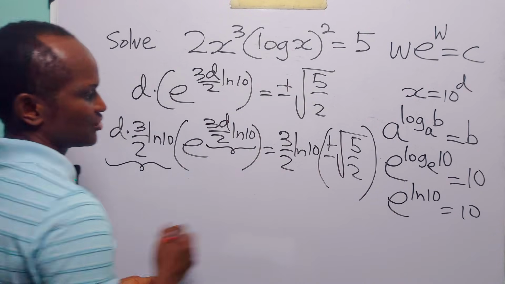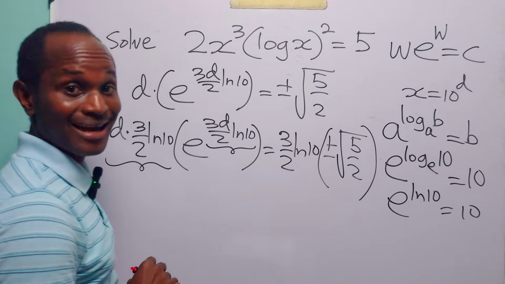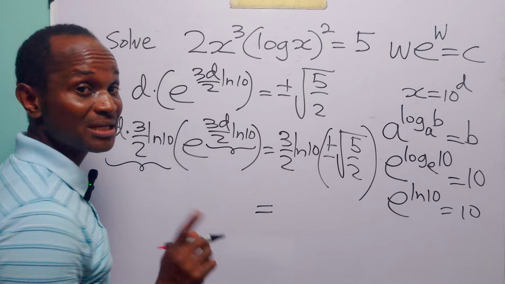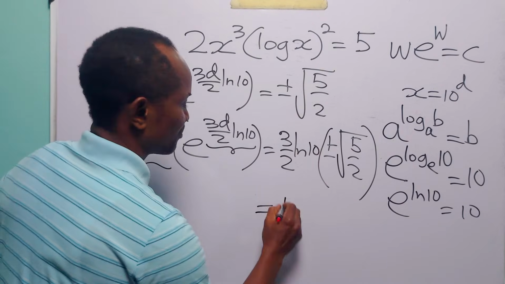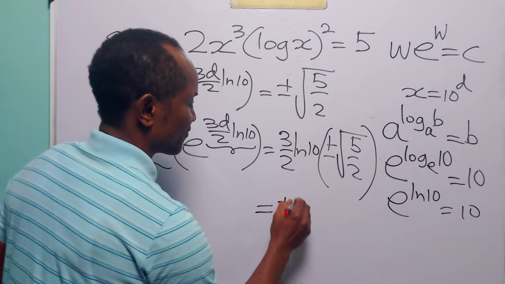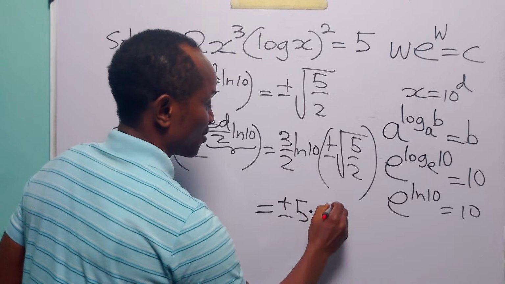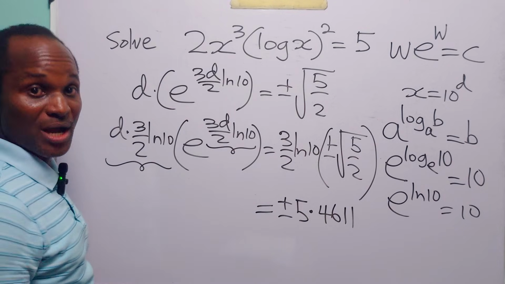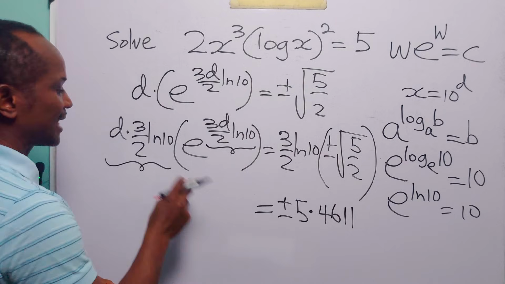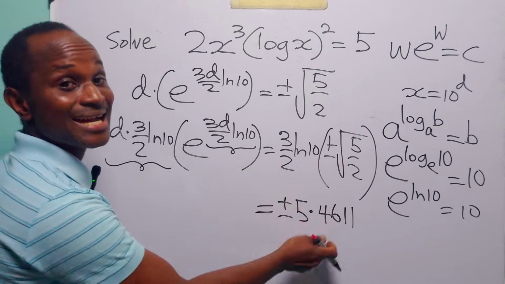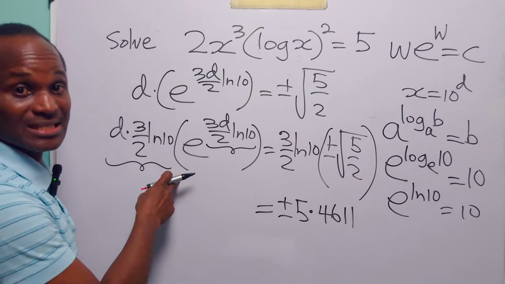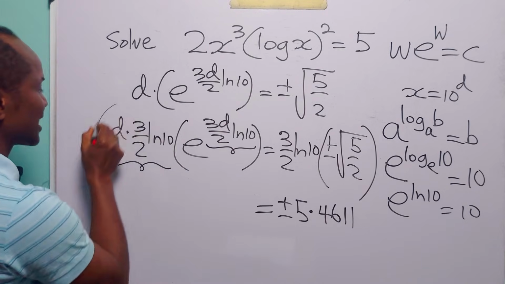Now, the next thing we are going to do is to evaluate this with a calculator. When we do that, we have that this is approximately equal to plus or minus 5.4611. Now, the next thing we are going to do is to apply the Lambert W function to both sides of this equation. Now, when we apply that function to the left-hand side, all we have to do is to take this.